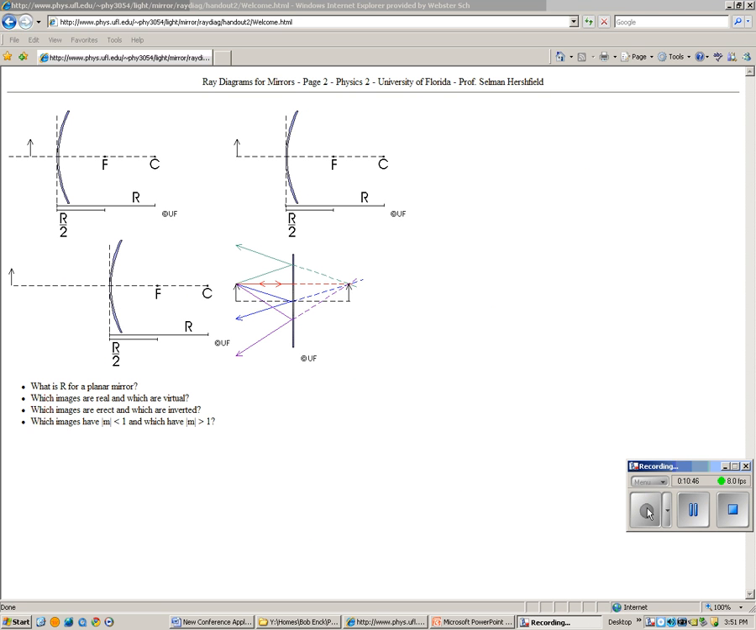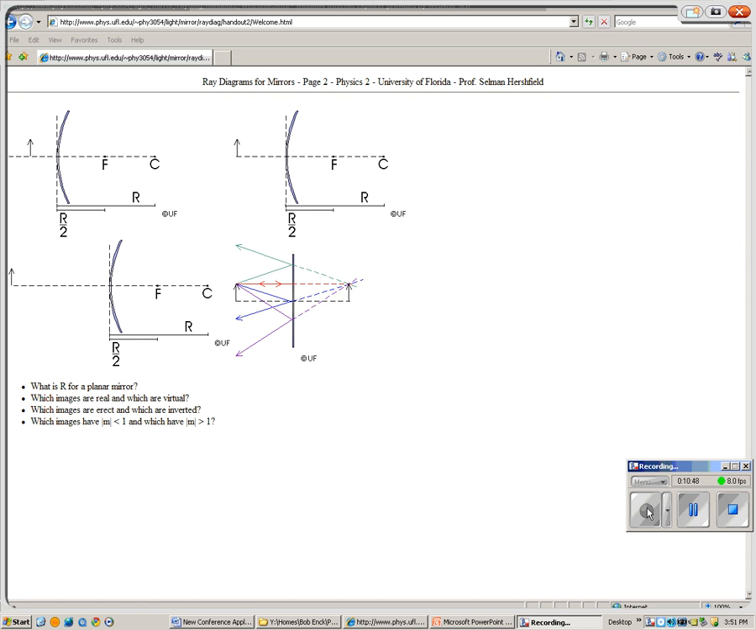All virtual images are right side up, and here it is always larger than the object. Now, convex mirrors are a little bit easier. Their ray diagram is pretty simple, and I have 3 different situations, but they're actually all the same.